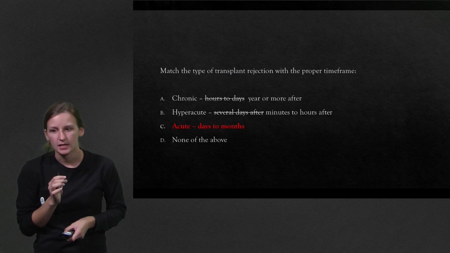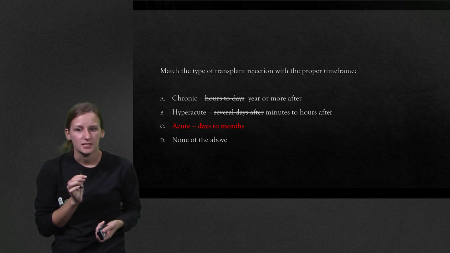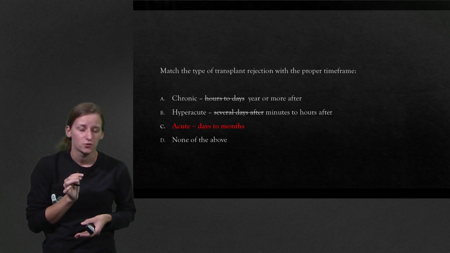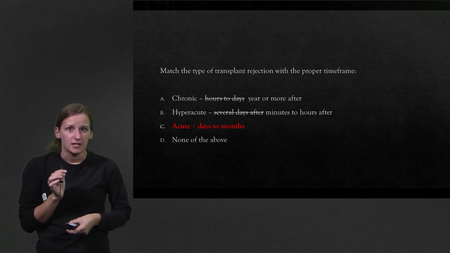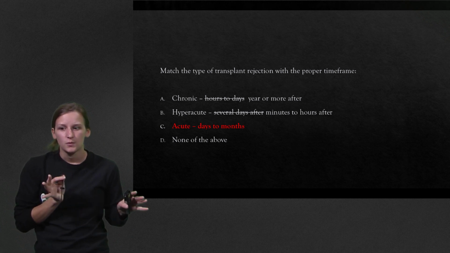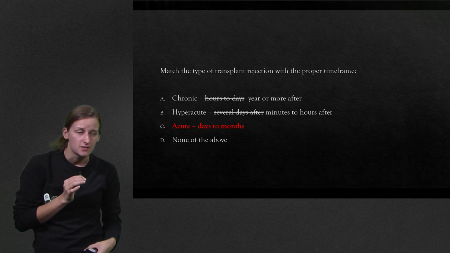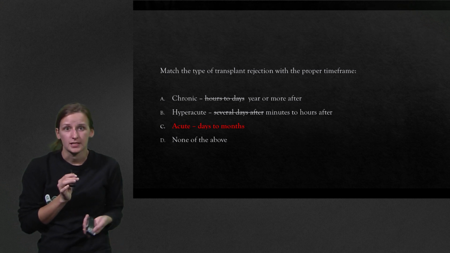This one's going to be acute corresponds to days to months. Hyperacute would be minutes to hours. Chronic would be like a year or more after, where you have those blood vessel thickening reactions happen. Hyperacute, like you instantly reject it. Acute, you might be able to use immunosuppressives in time to stop your body from rejecting the transplant.